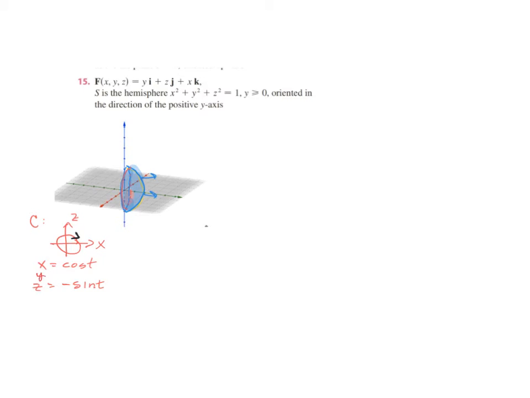We need a y in here. Y is 0. We're on the xz plane here. So that's our curve. We put it into f. So f is yzx. So yzx. So 0, minus sine t, cosine t, and r prime is the derivative here. So minus sine, 0, minus cosine.